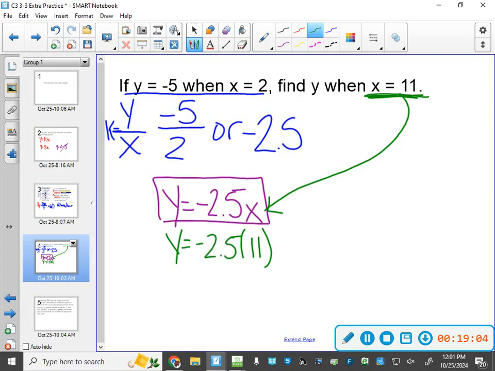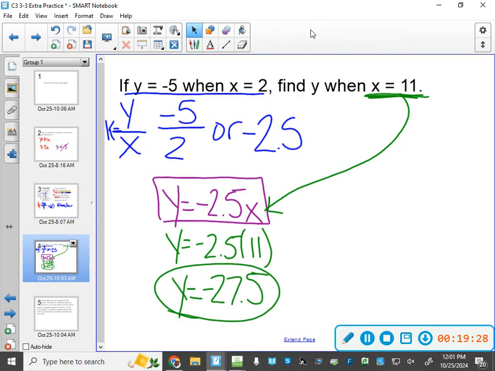Since they are on the same side, we are just multiplying those two together to find my y value. So go ahead and do that. When x is 11, what is y going to be equal to? When x is 11, what would y be equal to? Raylan? -27.5. Very good. Okay. We will finish the last part in lab. Go ahead and pack up.